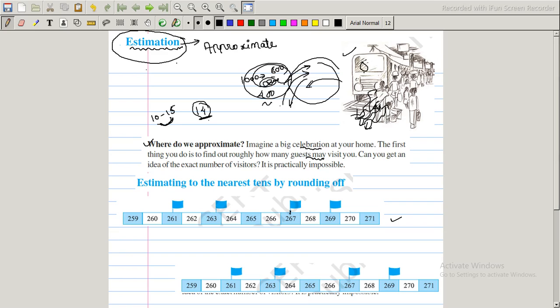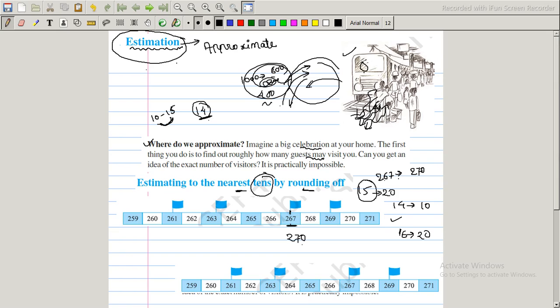Sometimes we do it like this also. Suppose here it is a flag, and if I say round it to the nearest 10, here is what you need to understand. If it's 267, the nearest 10 will be 270. If it's 15, the nearest 10 will be 20. If it's 14, the nearest 10 will be 10. For 5, we always take the maximum. And if I say 16, it will be 20. If I ask the approximate value of 267, rounding off to the tens, it will be 270, because 267 is nearer to 270.